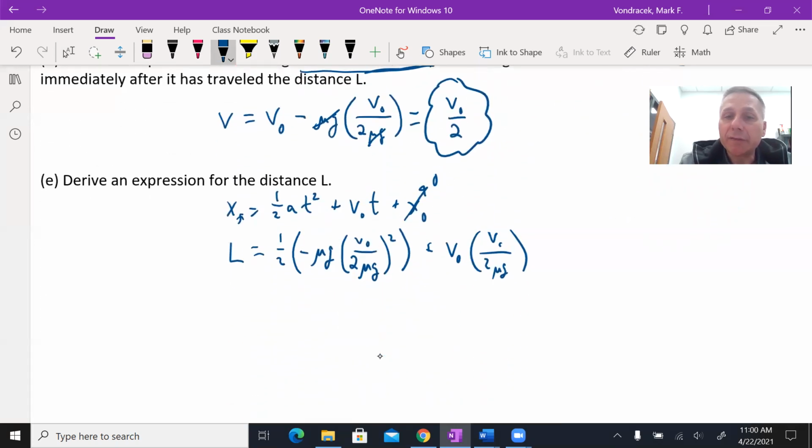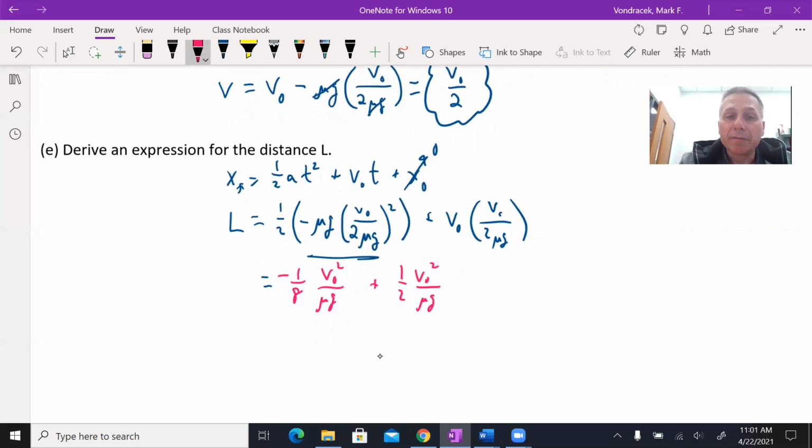And last but not least, now it's just simplifying. One of these mu g's is going to go away in this first term over here. We're going to have a factor of 4 in the denominator, so 1/2 times 1/4 is 1/8. The initial speed squared, we're going to have a mu g left in our denominator. That's negative. Now the second term, we have the initial squared over mu g, and then we have a factor of 1/2. So that's looking okay. These terms are the same. We just have to subtract them now.